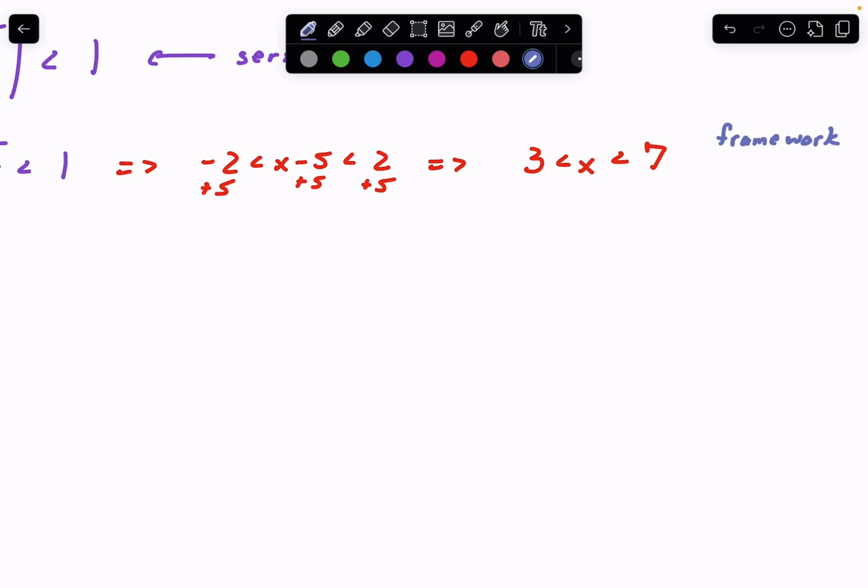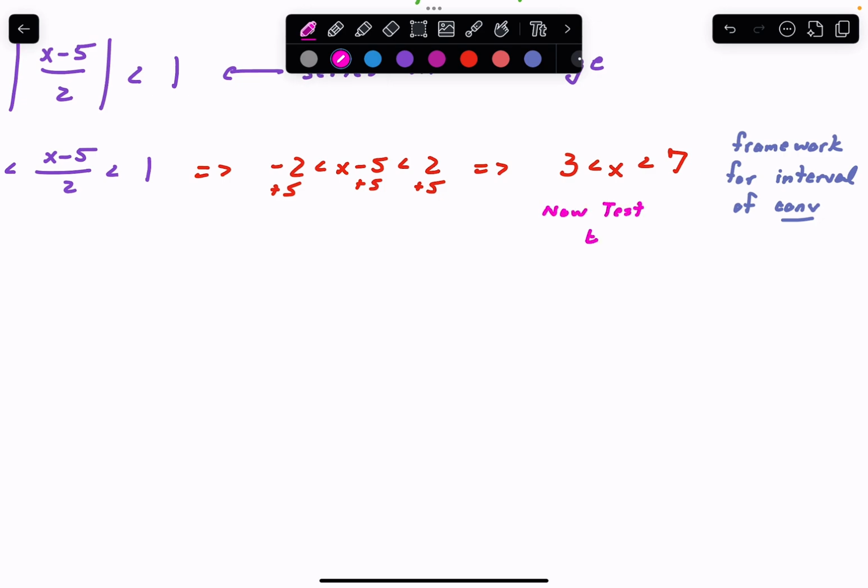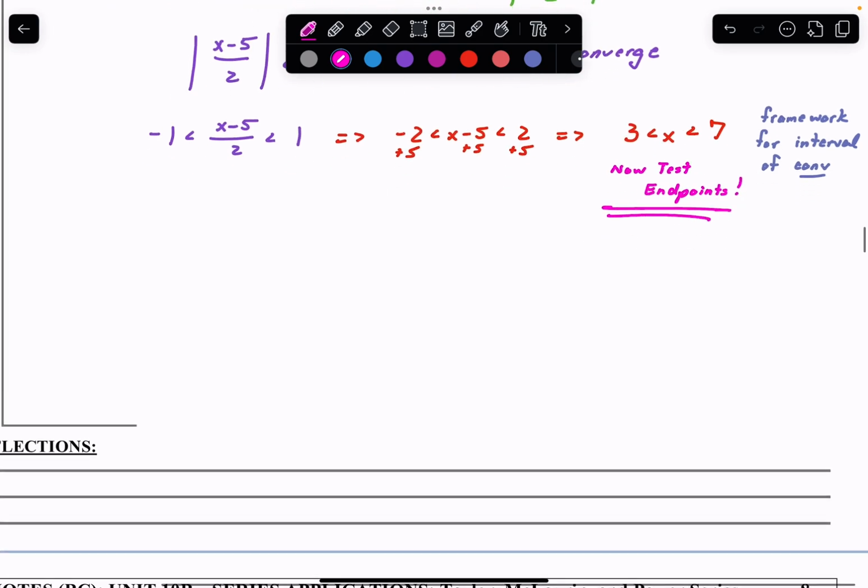Framework for interval of convergence. The question is, what is happening at 7 and at 3? So this is where we're going to have to test the endpoints. So I'm going to write a note here. All right, so now test endpoints. So what does that look like?